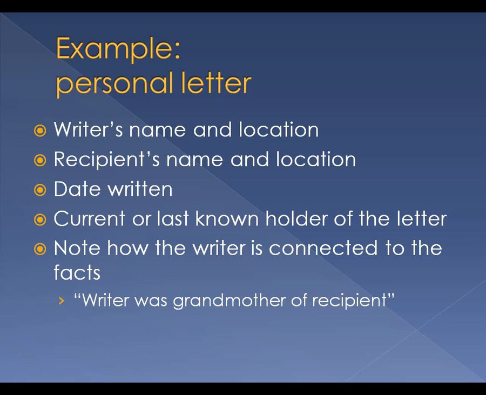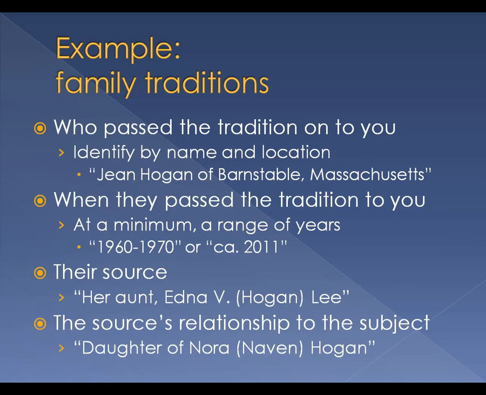We want to understand who is providing information so that when we're faced with conflicting facts, we can evaluate those conflicts. We can evaluate which is the most credible source of information. That's why it's so critical for us to have this detailed information that lets us know how we knew that information. Family traditions. Who passed the tradition on to you?